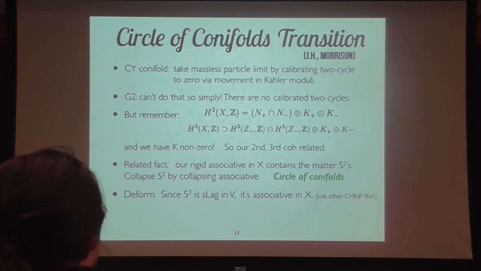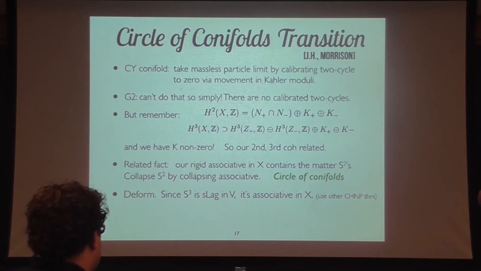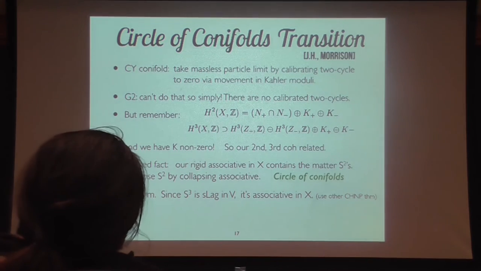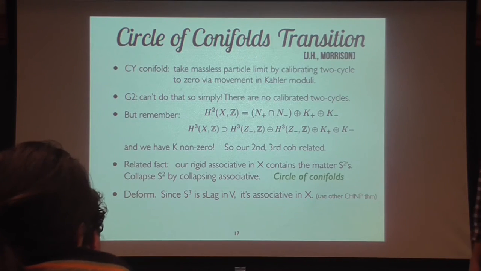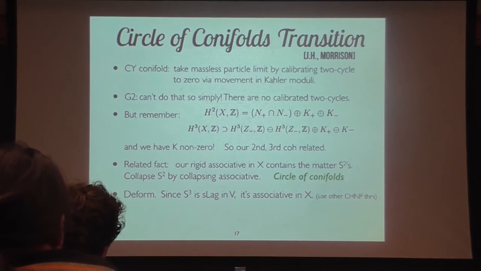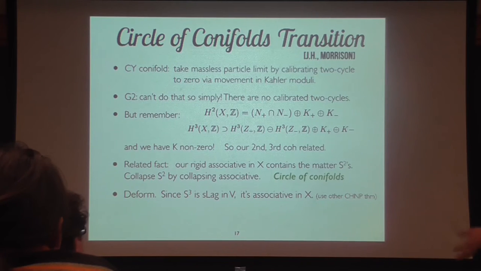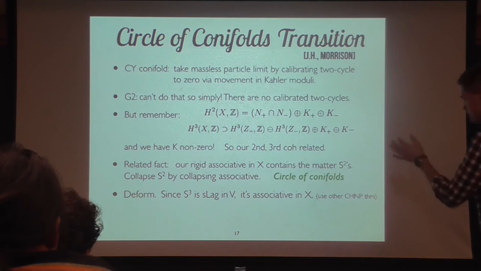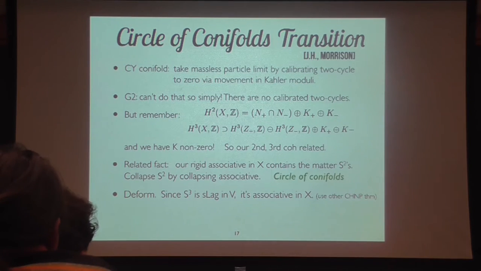And then you could also say, okay, well now that I've done this, after you shrink the two-sphere in the Calabi-Yau conifold, what you want to do is deform it. And you can do this here too. I should say it's a circle of conifolds, not just a conifold. Conifolds are codimension 6 singularities, so in a 7 manifold you're getting a circle of them. But you can deform these, and the deformation also gives rise, if you get an S3 slag in V, then it's associative in X.